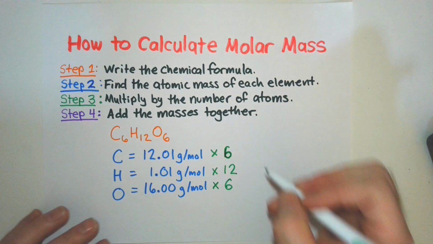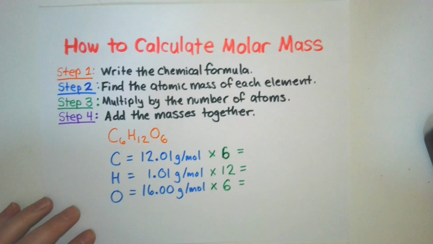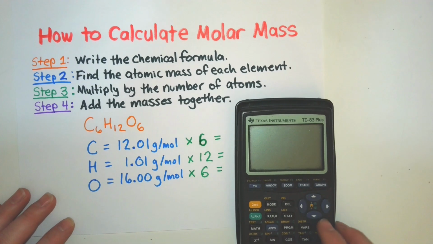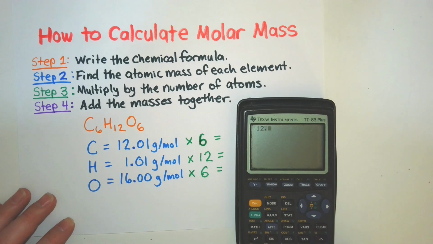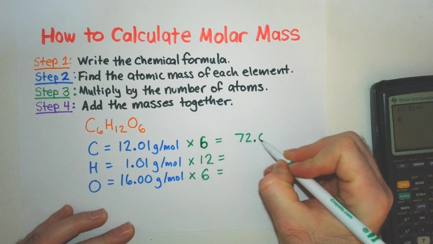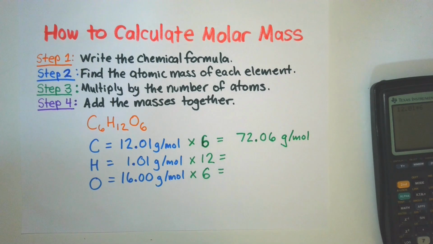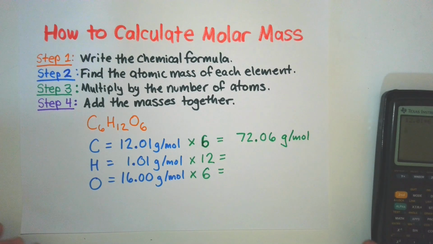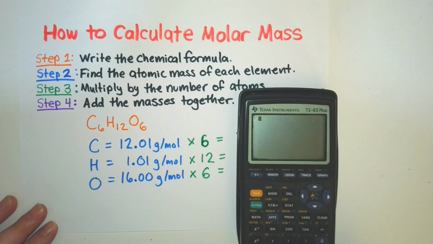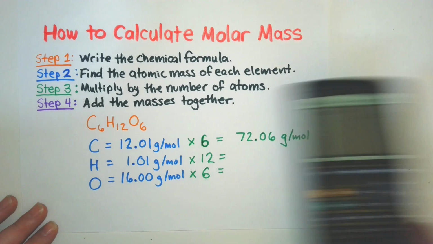All right. So we're going to put this into the handy dandy scientific calculator. And let's see what that is. 12.01 times 6 equals 72.06. We have 72.06 grams per mole. All right. Next we are going to do our hydrogen. 1.01 times 12. That's 12.12 grams per mole.